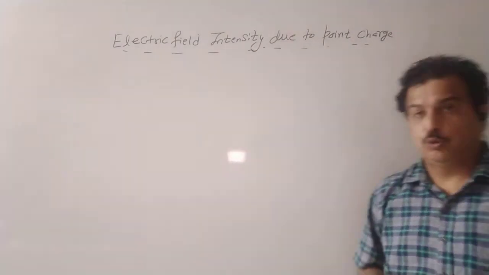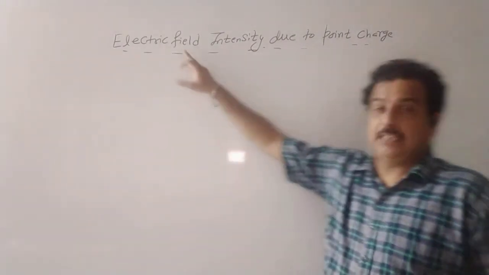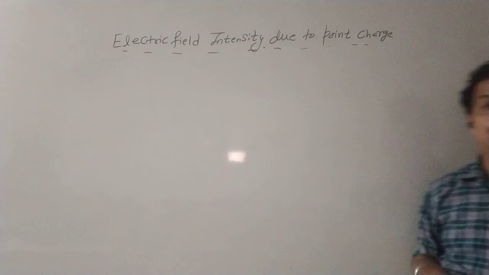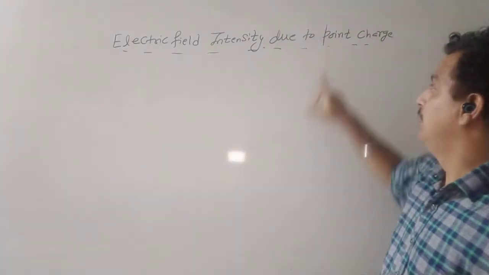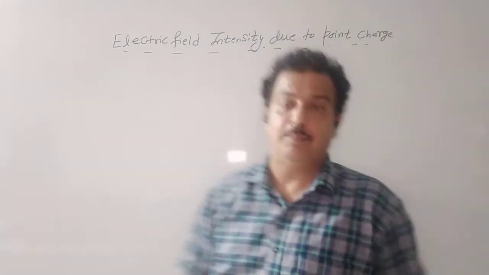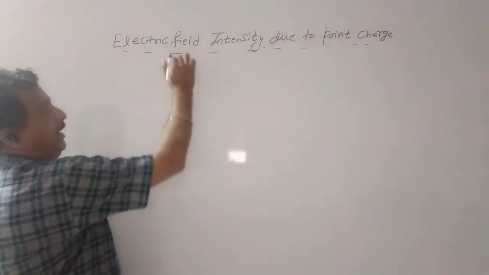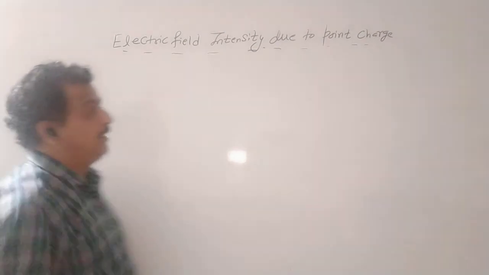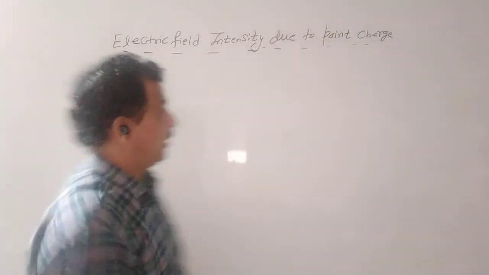Now let us move to the next topic, electric field intensity due to point charge. It means we have a source charge as a point charge. There can be multiple charges also. So we will find out the strength or the intensity of a point charge.